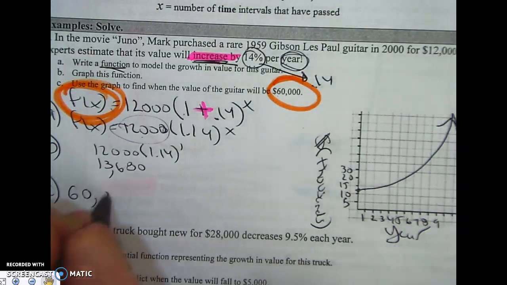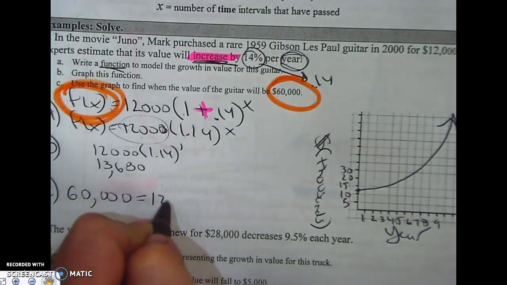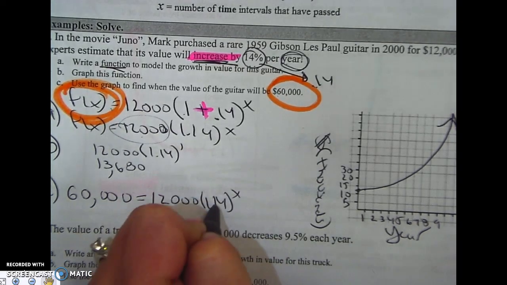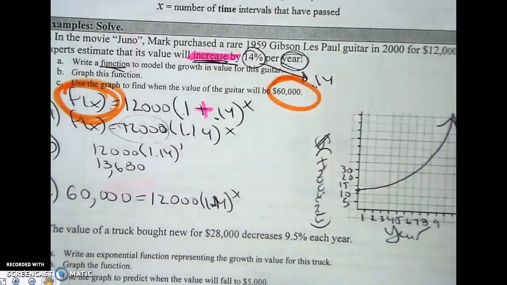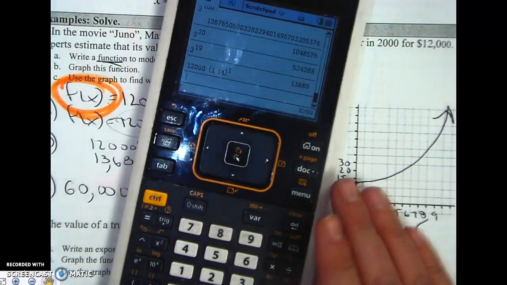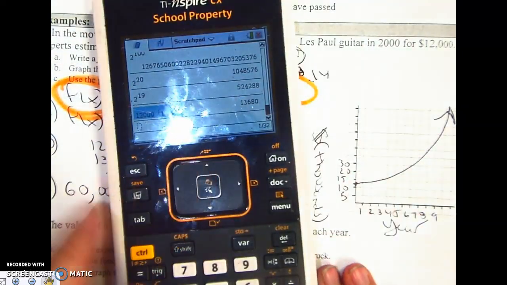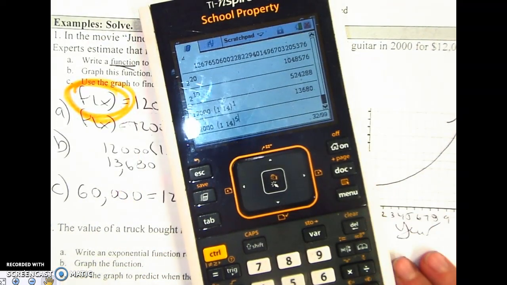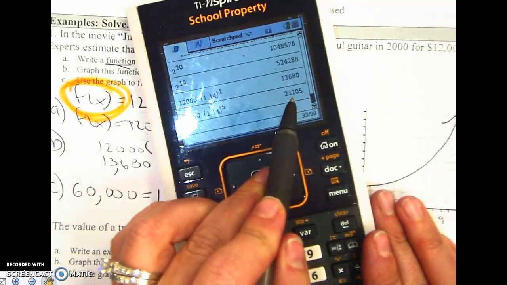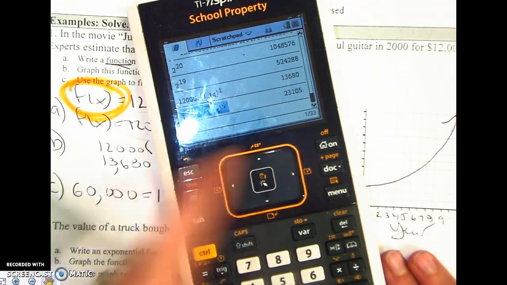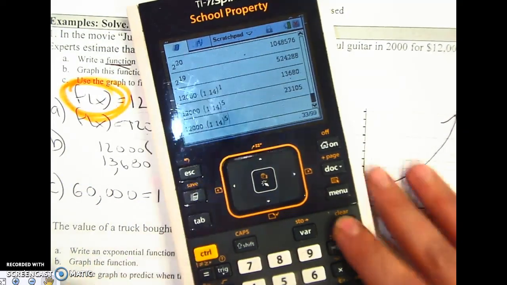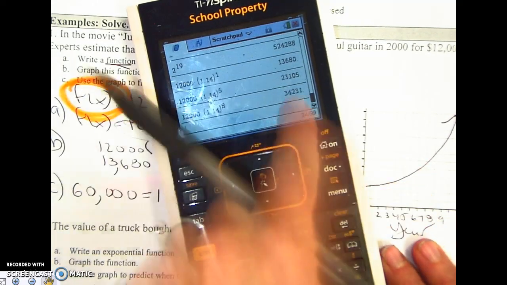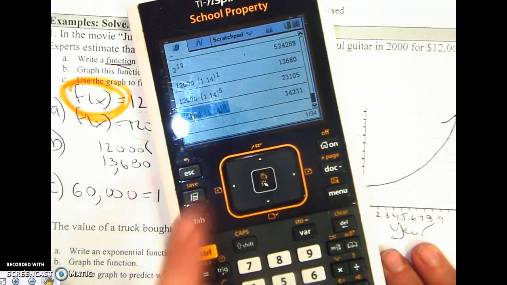So I'm going to go 60. Oops, I shouldn't have done the comma. So honestly, I don't want to deal with it with a graph. So I'm going to do guess and check. I'm going to go up, up, enter. And I'm going to guess, let's say 5 days. And if I guess 5 days, I'm at 23,000. So that's too low because I need 60,000. So let's try 8. Oops, make sure that it's to the 8th. Now I'm at 34,000. I need to get to 60,000.